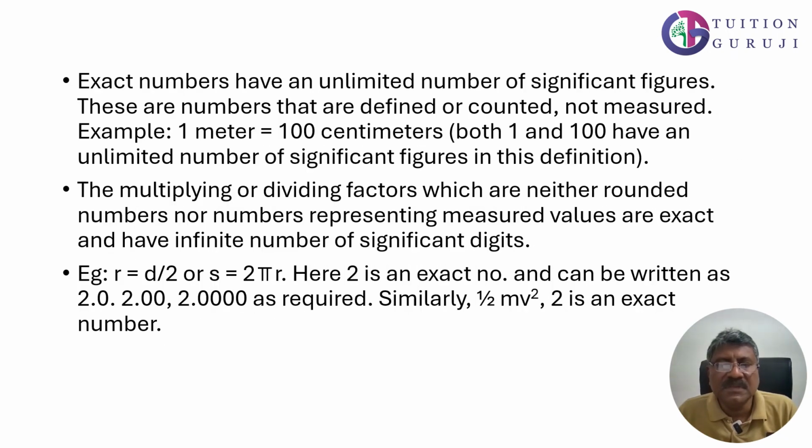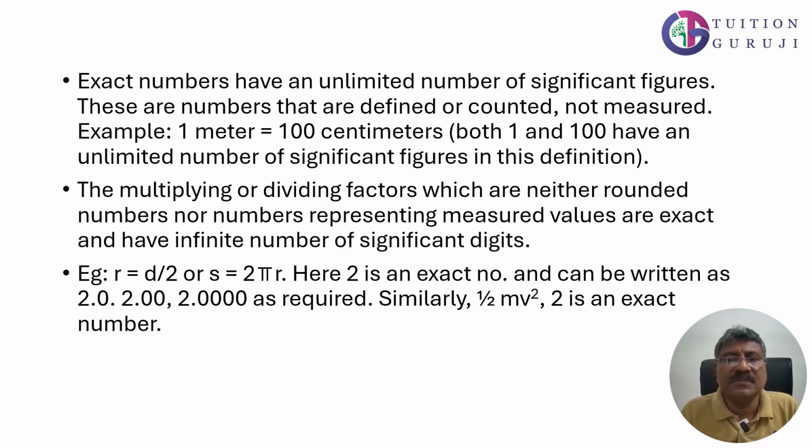Exact numbers have an unlimited number of significant figures. These are numbers that are defined or counted and not measured. For example, 1 meter is 100 centimeter. Both 1 and 100 have an unlimited number of significant figures in this definition. The multiplying or dividing factors, which are neither rounded numbers nor numbers representing measured values, are exact and have an infinite number of significant digits. For example, r = d/2 or s = 2πr. Here 2 is an exact number and can be written as 2.0 or 2.00 or 2.0000 as required. Similarly, in ½mv², 2 is an exact number.